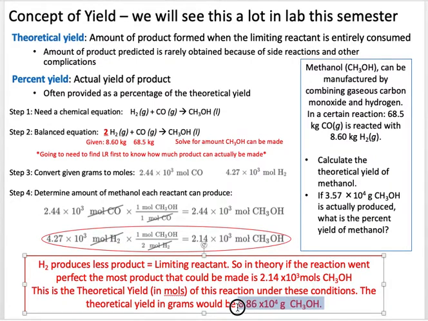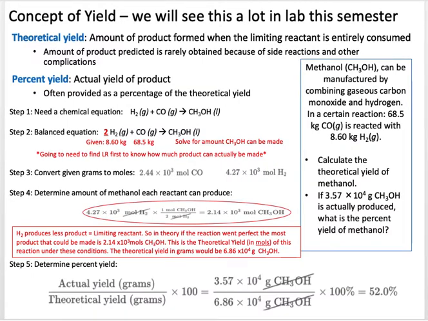This is our theoretical yield. In actuality, we only produced this much methanol. So we want to figure out our percent yield. To do percent yield, we're going to take the actual yield, which is this guy right here, and do that as a ratio of the theoretical yield. The theoretical yield was what we had based off of our limiting reactant, converted into grams. So actual divided by theoretical times 100.